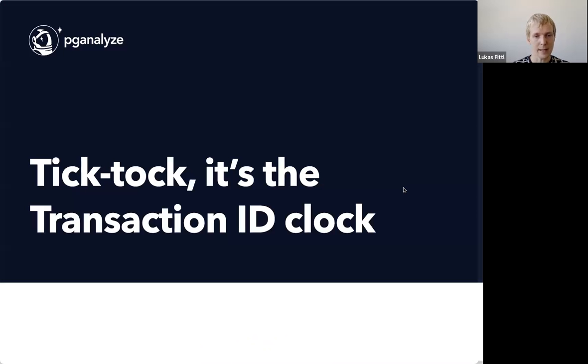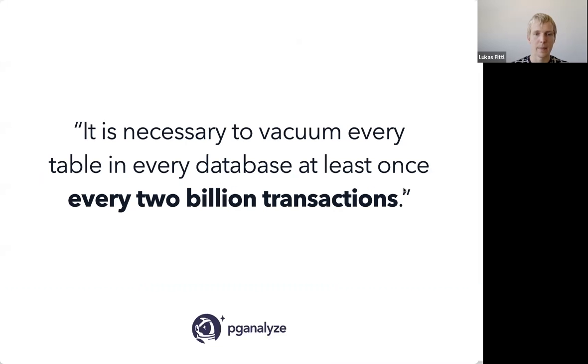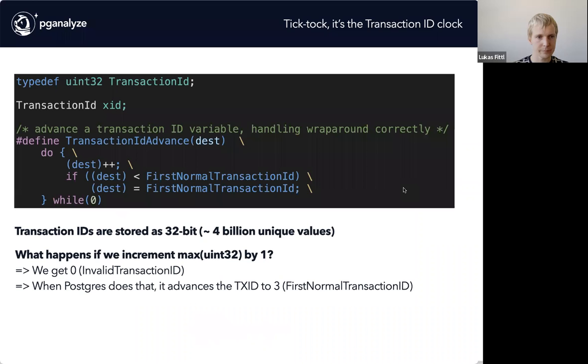Now it's time for the transaction ID clock. This is a very important thing to understand with Postgres. In Postgres, it is necessary to vacuum every table in every database at least once every 2 billion transactions. I believe that's a quote from the Postgres documentation. So once you have run 2 billion transactions on your database, right? So you've done your writes, your updates, your deletes in a transaction, and you've assigned 2 billion transaction IDs, then you must have vacuumed every database and every table during those 2 billion transactions.